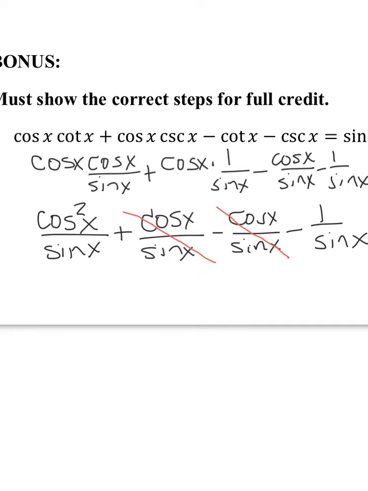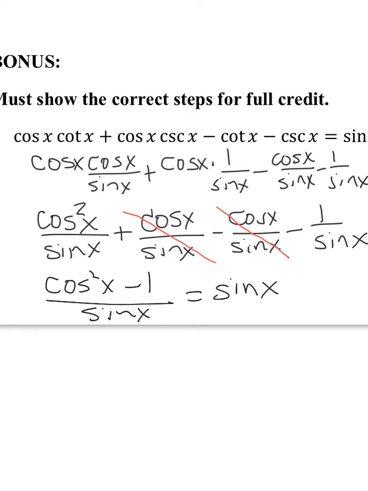Then what we're left with is cosine squared x minus 1 over sine x equals sine x. Well, let's see what happens here. Cosine squared x minus 1, is that one of our identities? The identity says that sine squared x plus cosine squared x equals 1.